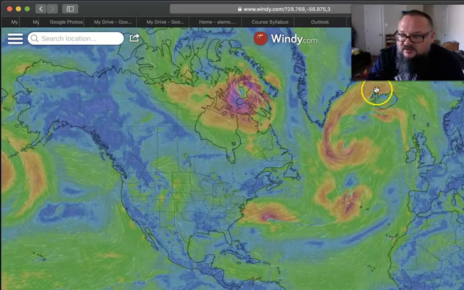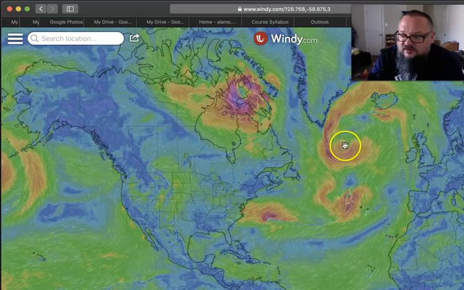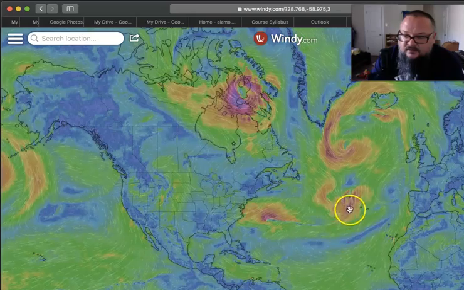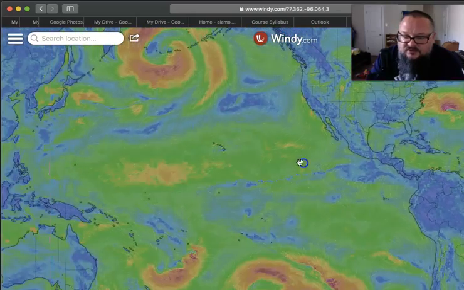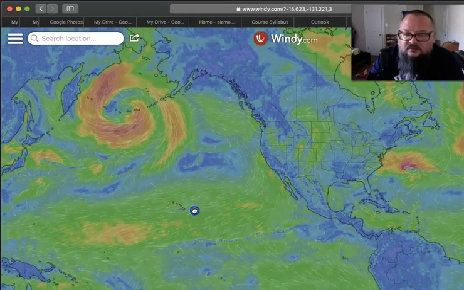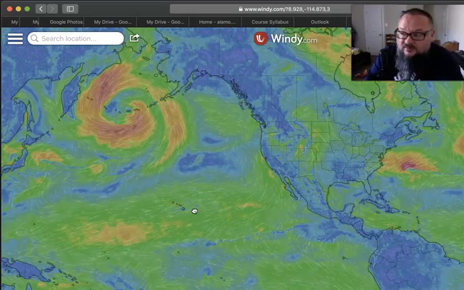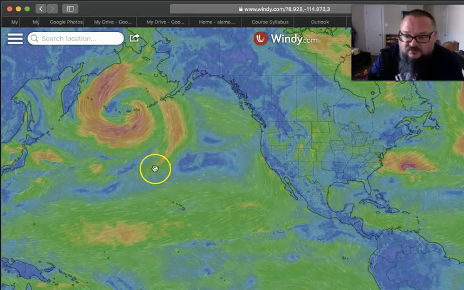Here's one right here. See, the wind is being funneled around in here, and it's going inward and inward. Low pressure system. Here's a low pressure system right here. There are lots of low pressure systems on here we could find. And if you ever want to try out these things, windy.com is a great place to go and sort of check out some of the things we're learning about.